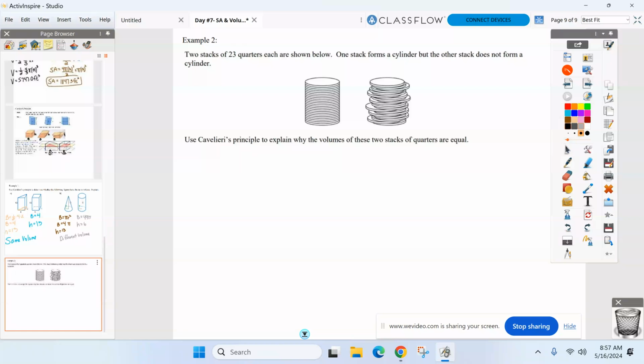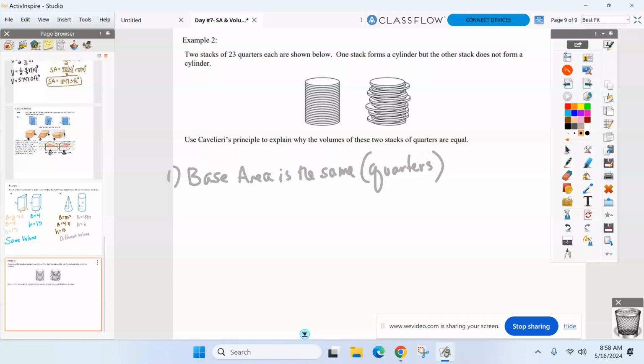All right, talk to me here. Let's talk about their base area. What is the base? It's a quarter, right? They're all quarters. It's not like I put a dime here or a penny. The bases are both quarters. Agreed? So they're both going to have the same area. I don't think they have different radii, but I'm assuming they're all the same size quarters. So base areas are the same.